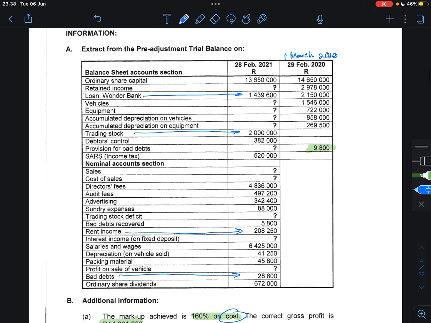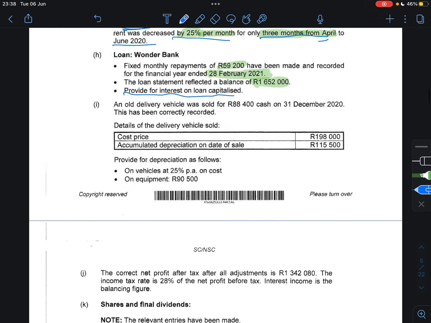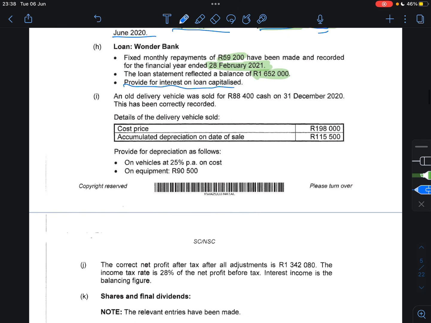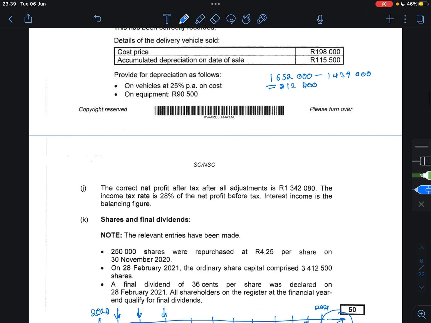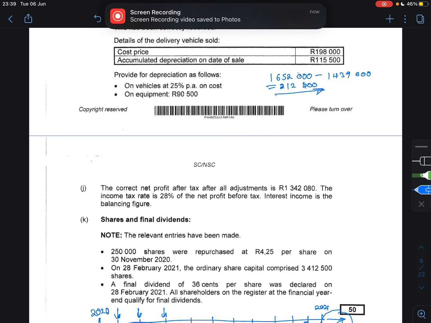Okay, so what we have is 1,439,600, and here we have 1,652,123 minus 1,439,600, and then when we calculate that, we get 212,400. All right, so that's our interest because we have paid at the bank.